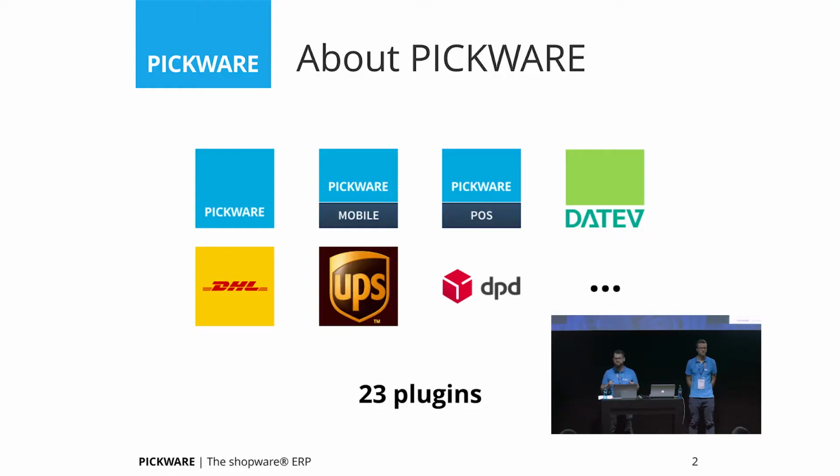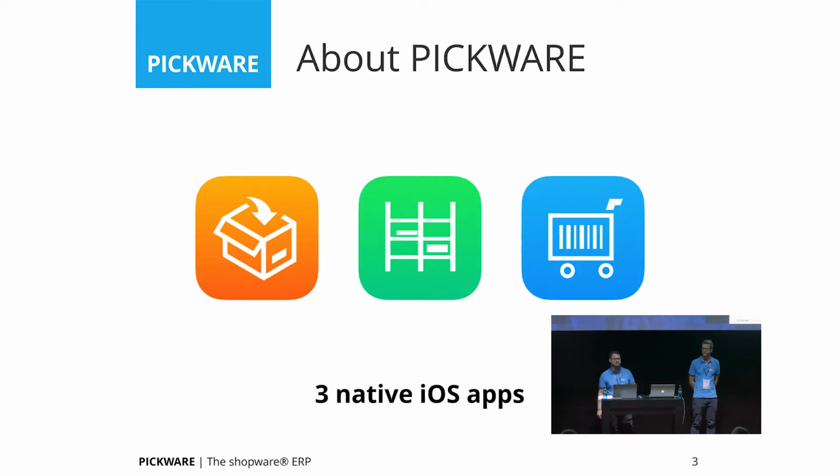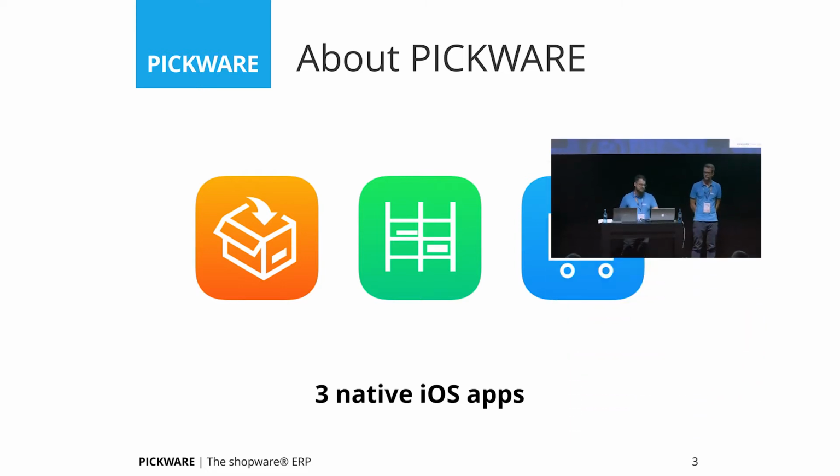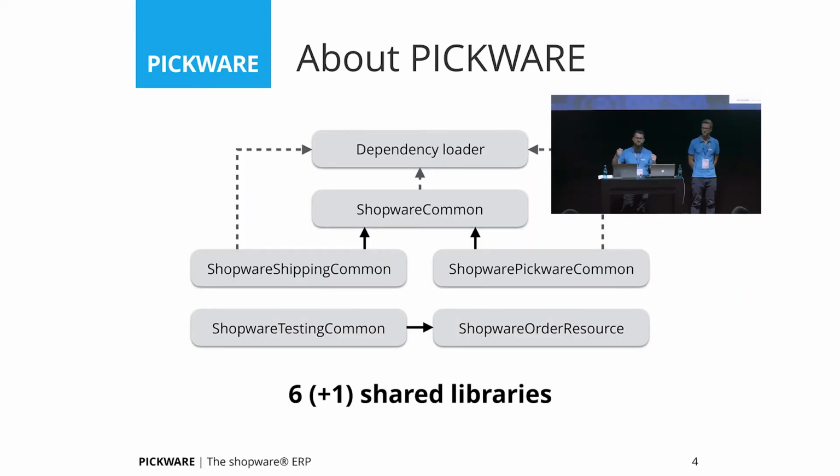Okay, so you may know Pickware, the ERP system, but it's not just the core ERP suite with the mobile and point of sale plugins, but we also have lots of more plugins. So we have 23 plugins in total. In addition to this, we have 3 native iOS apps which we maintain. And also on top of that, we have some internal libraries we use as dependencies in the plugins. But these also have dependencies between each other.